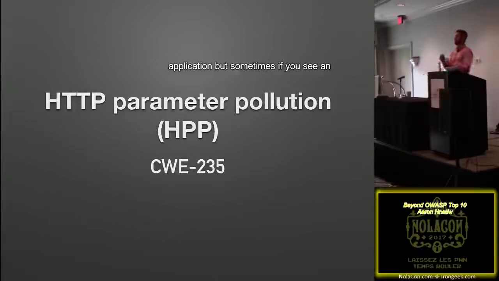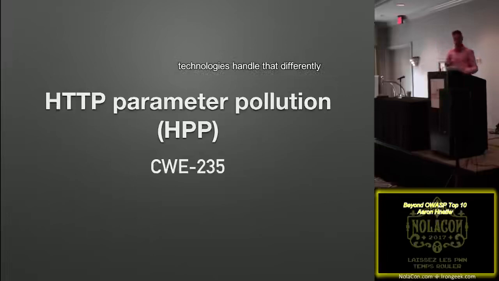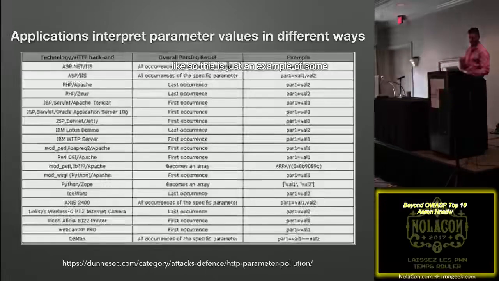But sometimes, if you send an application that same parameter name of a, so it's already got a equals 2, but you pass in an additional parameter with a equals, I don't know, a equals 3 or another value, how does it handle that? The answer is that different application technologies handle that differently. So here's an example of what it looks like.